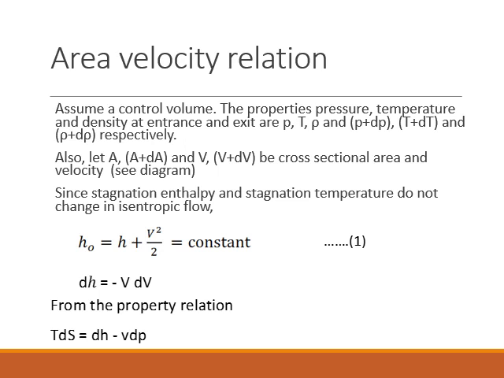Since stagnation enthalpy and stagnation temperature do not change in isentropic flow, we can write stagnation enthalpy h0 equal to h plus V square upon 2 equal to constant. Now if enthalpy terms are accumulated at the left hand side and then differentiation is done, we can write dh equal to minus V dV.